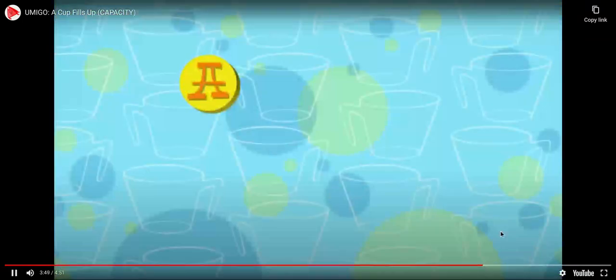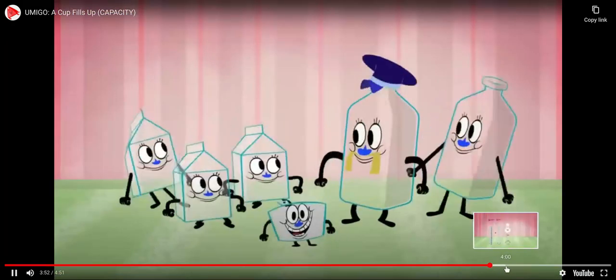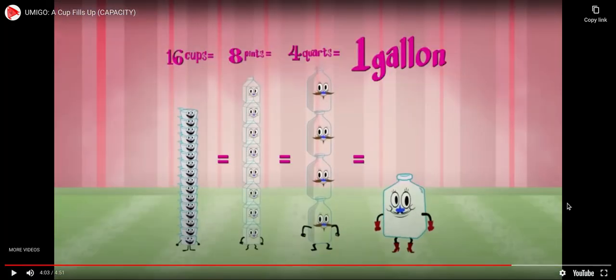I want to back up real quick, because there was an image that was really great right here, and it's really going to help us out when we're talking about capacity today. The four sizes we're going to be talking about are cups, pints, quarts, and gallons. As you can see here, cups are the smallest, pints are a little bit bigger, quarts are even bigger, and then a gallon is the biggest. Two cups are the same as one pint, two pints are the same as one quart, and four quarts make a gallon. So that is some of the equal measurements here.